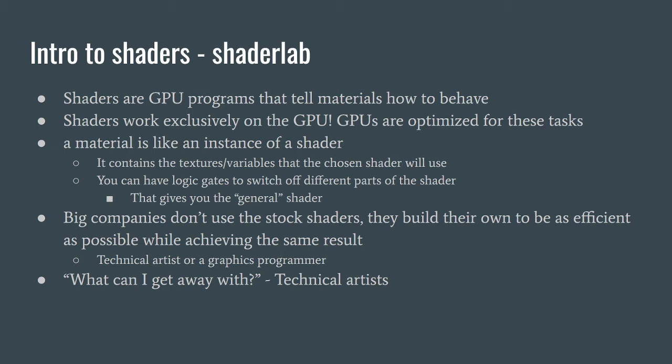So if you want to put a brick wall on there and you want it to be really shiny, you have an instance of a shader called a material, and you put a brick texture on there and you make it really shiny, and then you apply it to that surface shader of that object. I'm sure some of you understand how that works, but that's kind of how a material works in relation to a shader.